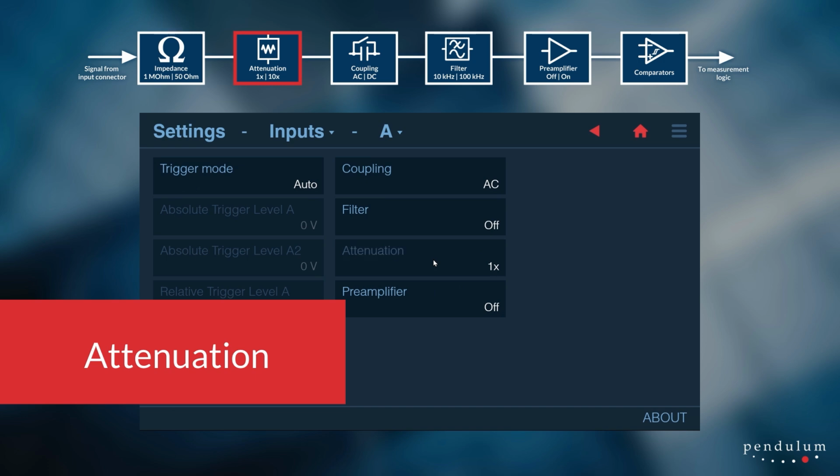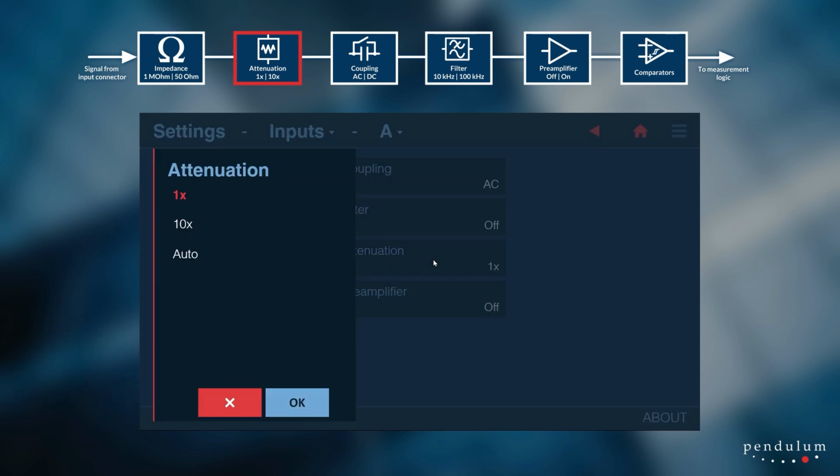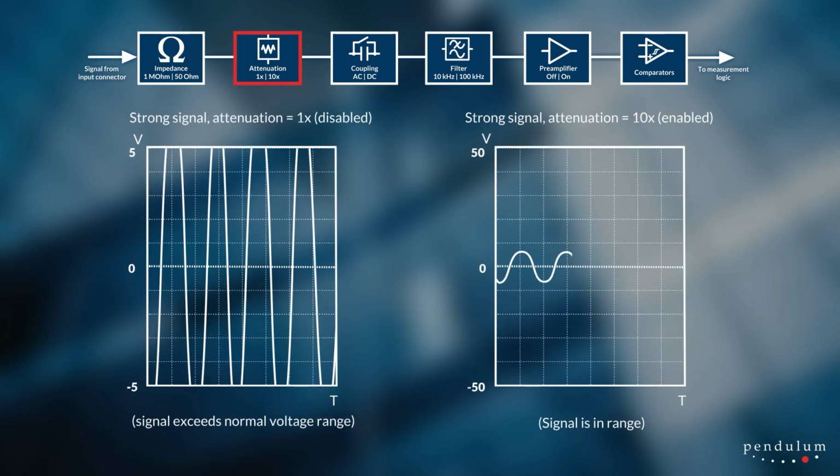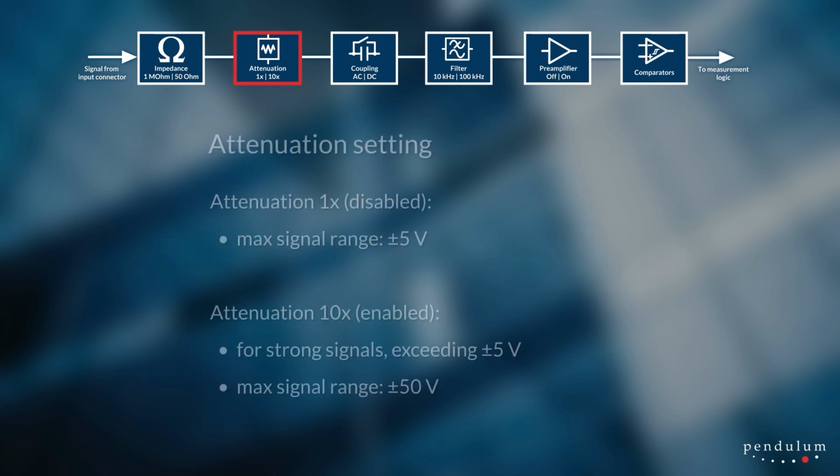By default, when attenuation is 1x, meaning disabled, the voltage range of the input signal can be ±5 volts. For signals with higher amplitudes, you can turn on 10x attenuation inside the instrument to increase the range to ±50 volts.